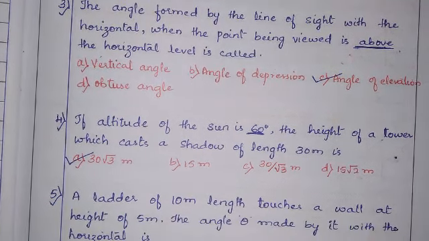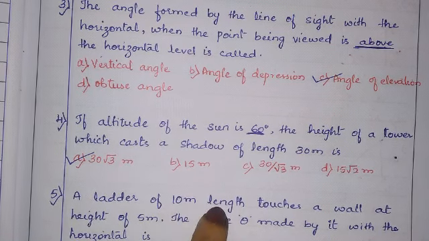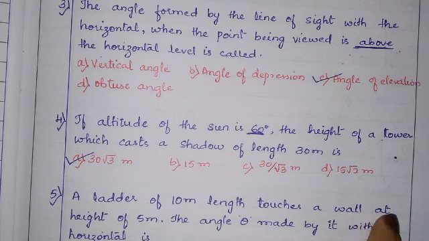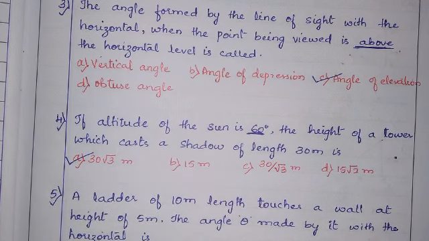Let us see the next question. Question number 5. A ladder of 10 meter length touches a wall at a height of 5 meter. See, similar type of questions are repeatedly asked in the examination. So almost all questions are similar. A ladder of 10 meter length touches a wall at a height of 5 meter. The angle theta made by it with the horizontal is.